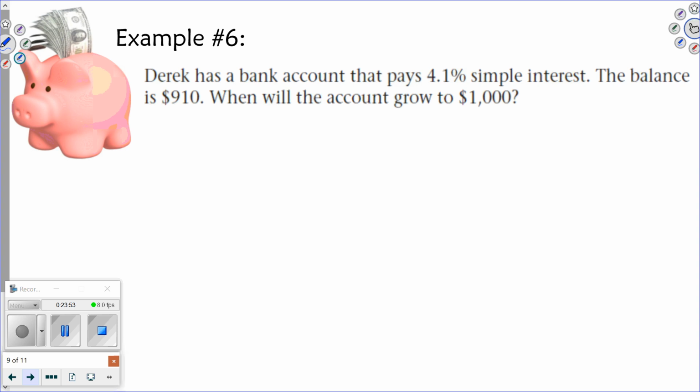Example 6. Derek has a bank account that pays 4.1% simple interest. The balance is $910. When will the account grow to $1,000?